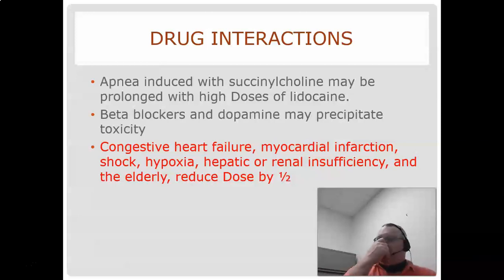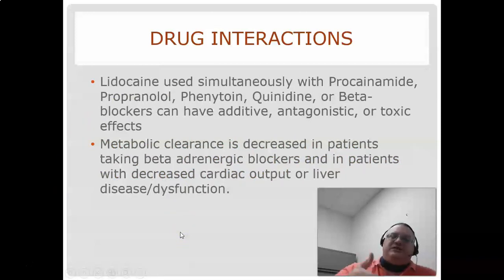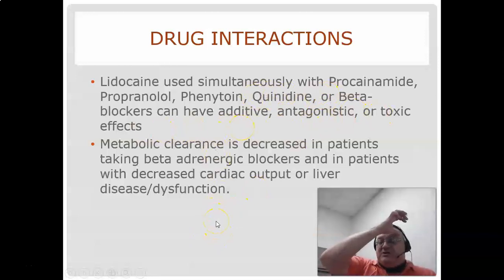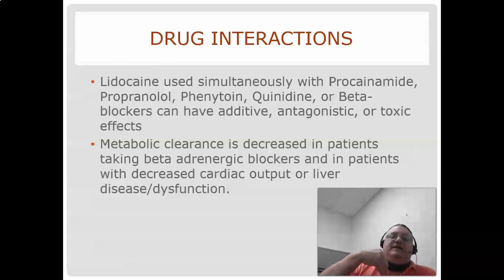Elderly patients, if they're over the age of 70, or they have any liver problems or renal problems, cut the dose in half, okay? It's better to give them a half dose and then another half dose and another half dose than to give them the full blast dose, okay? Be careful using that simultaneously with any of these drugs up here. The reason I say that is because, again, you can have a toxic effect from it. And the metabolic clearance in these patients, such as those on beta adrenergic blockers or with decreased cardiac function or liver function and disease, is decreased.